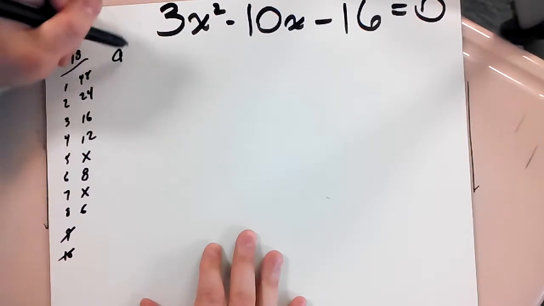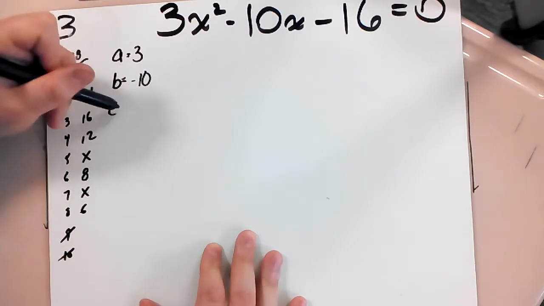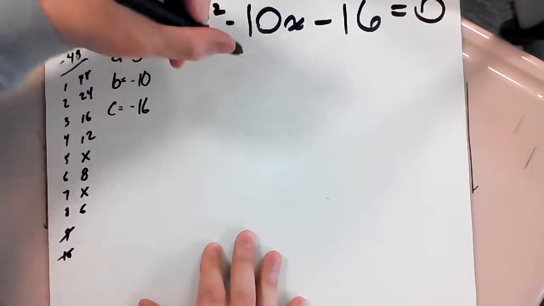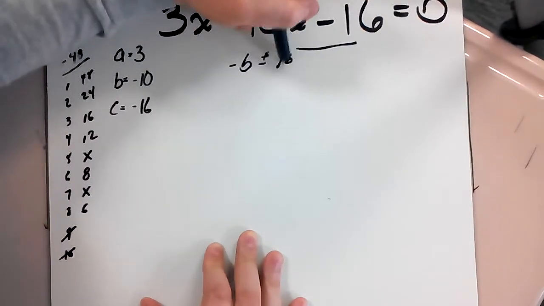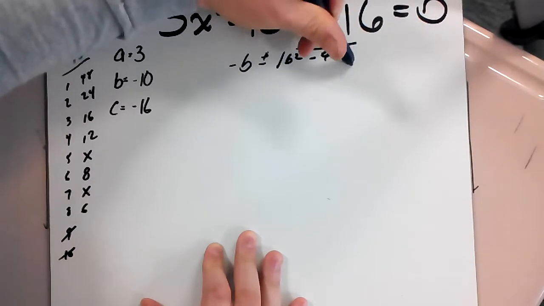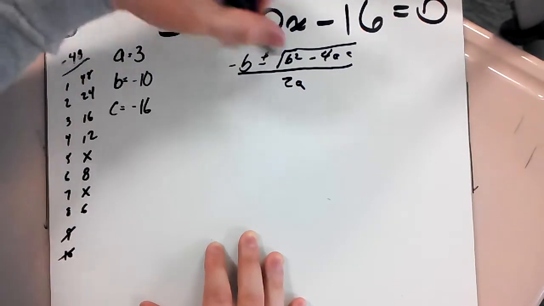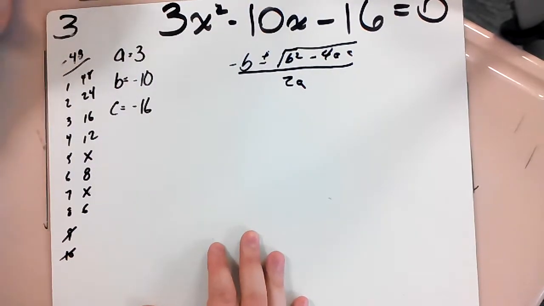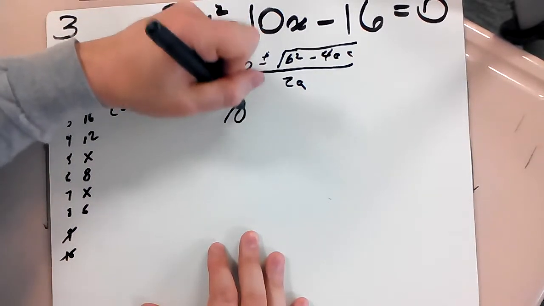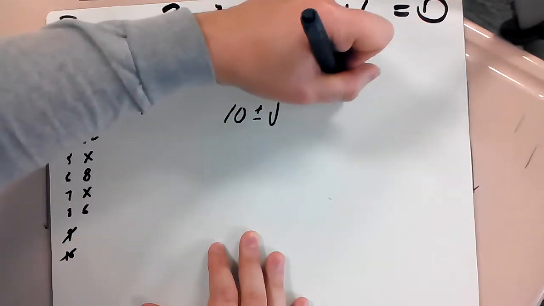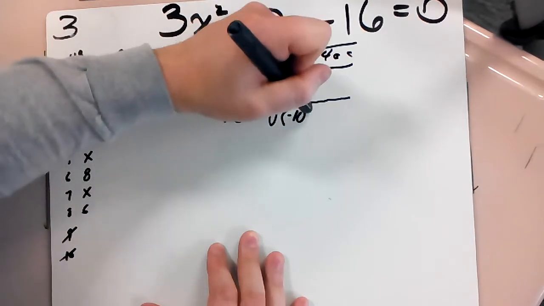So what I'm going to do is identify my a, which is 3, b, which is negative 10, and c, which is negative 16. I'm going to use the quadratic formula: negative b plus or minus the square root of b squared minus 4ac, over 2a. I always like to write out the quadratic formula. It helps me plug it in. So now I have negative 10 into negative b makes a positive 10, plus or minus, then negative 10 squared. Put the parentheses around that for your calculator.